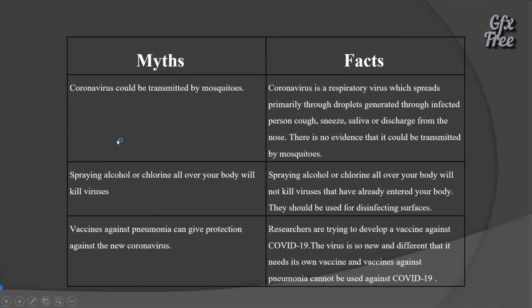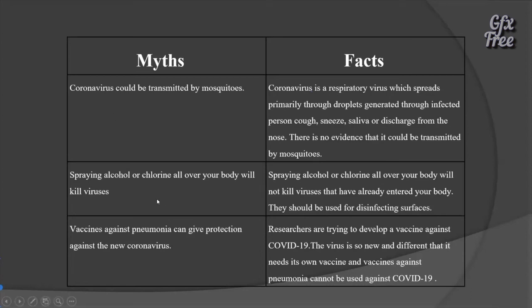Another myth is that coronavirus could be transmitted by mosquitoes. The fact is, coronavirus is a respiratory virus which spreads primarily through droplets generated through an infected person's cough, sneeze, saliva, or discharge from the nose. There is no evidence that it could be transmitted by mosquitoes.